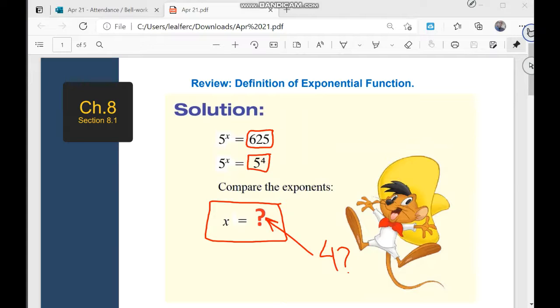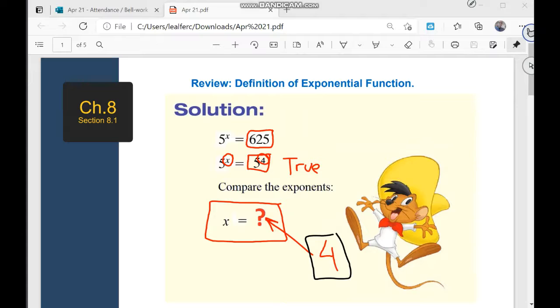If we compare 5 exponent x equals 5 exponent 4, so compare x with 4, we need to have them equal, right, for this to be true. So yes, that's right. 4 is the right answer. Thank you, Ariana. Thank you, Kalia. Excellent. Very good. 4 is the correct answer. Now we can move on.